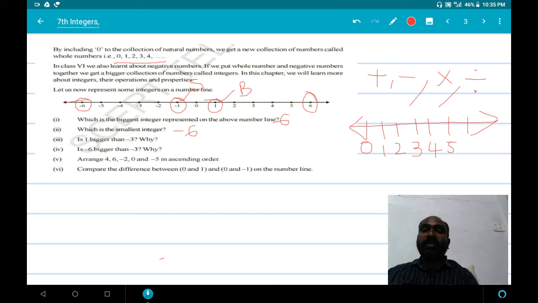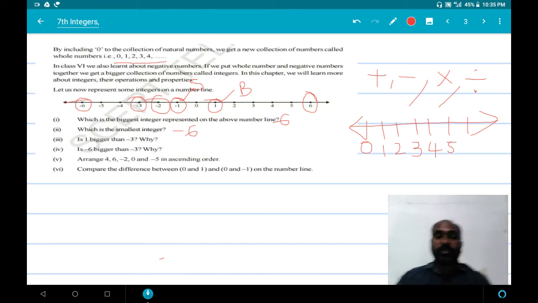Okay. If we take two negative numbers, then we conclude that always the left side is smaller, right side is bigger. Here minus 3 is here, minus 2 is here.